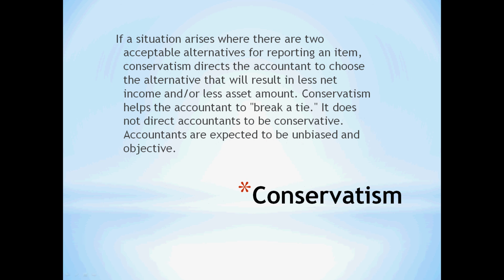Conservatism happens if a situation arises where there are two acceptable alternatives for reporting an item. Conservatism directs the accountant to choose the alternative that will result in less net income or less asset amount. Conservatism helps the accountant to break a tie. It does not direct accountants to be conservative. Accountants are expected to be unbiased and objective.